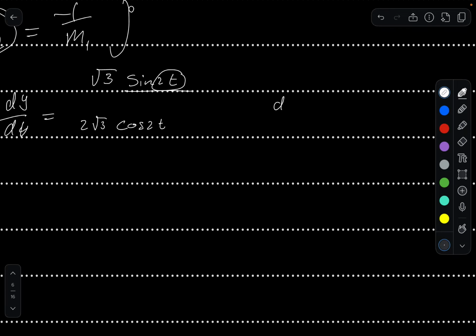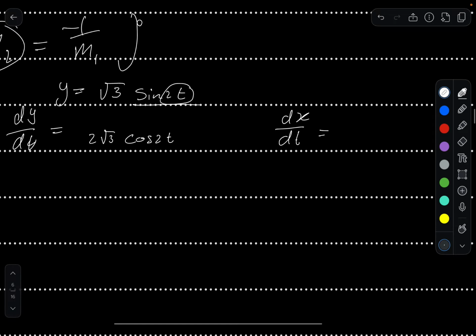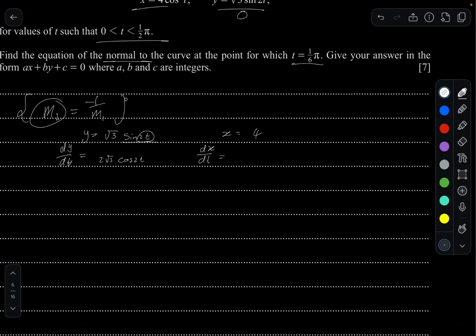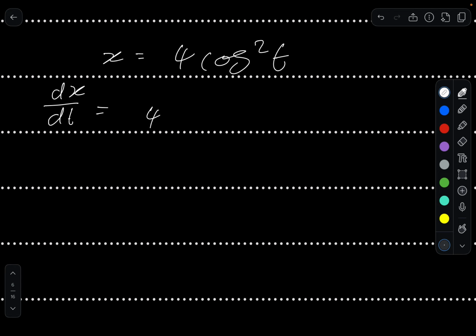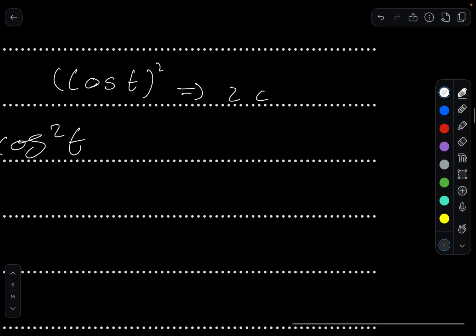And then dx/dt is given by, let's call this y equals, and this part x equates to 4 cos squared t. Now, this one is a little bit tricky because you just have to start with 4. You have two functions here. You can write this cos squared t as cos t all squared. Now, you can note that this is a chain rule, so the derivative will be 2 cos t.